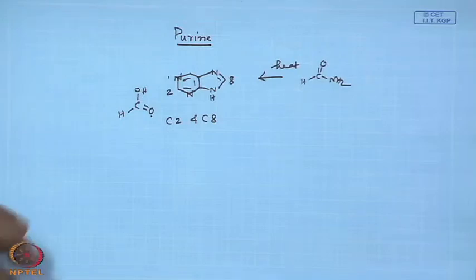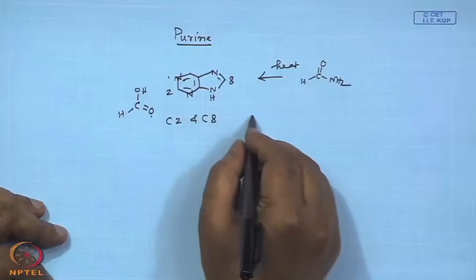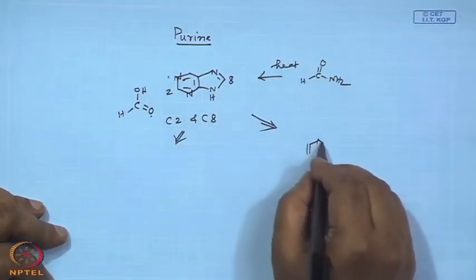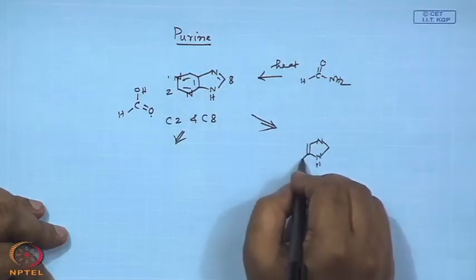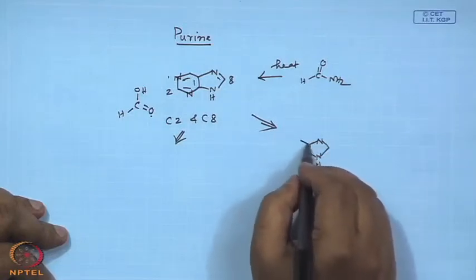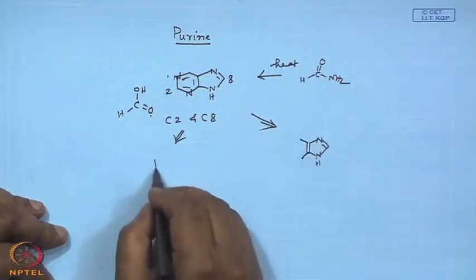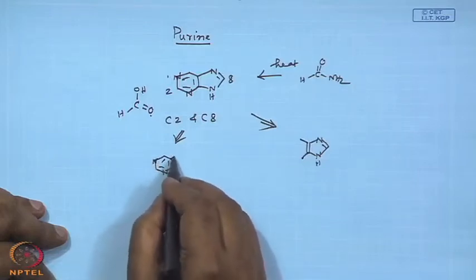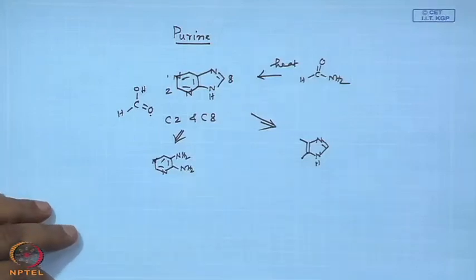The other approaches could be, there are 2 approaches. One could be that you start with the imidazole, and the corresponding disubstituted imidazole. The other could be a disubstituted pyrimidine, that is it. So, these are the two ways.